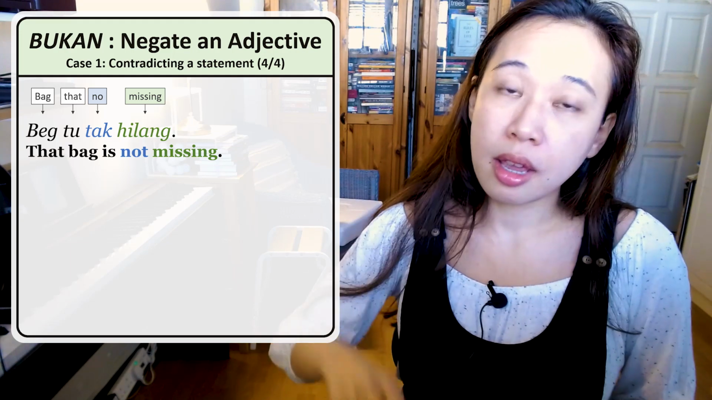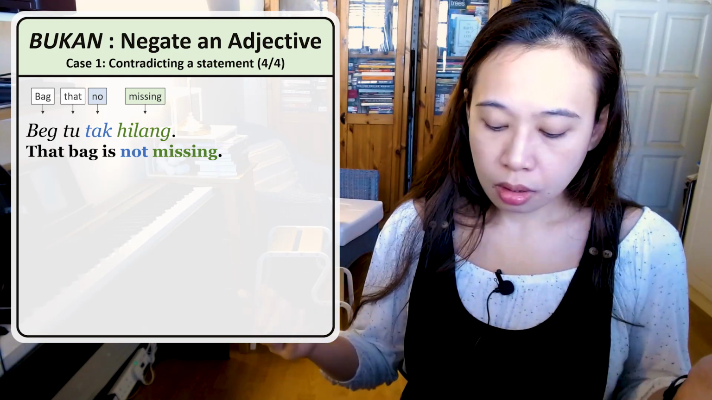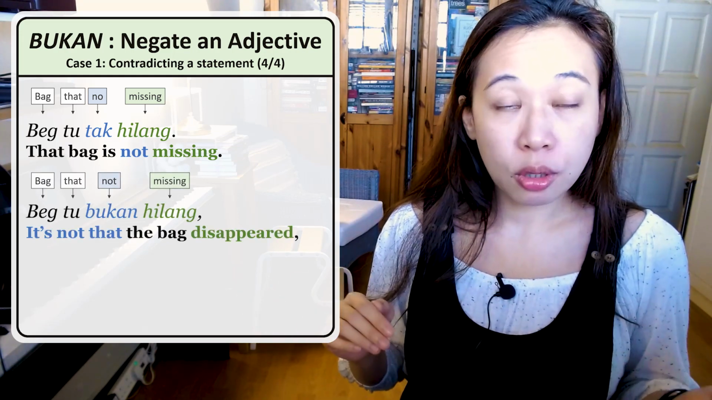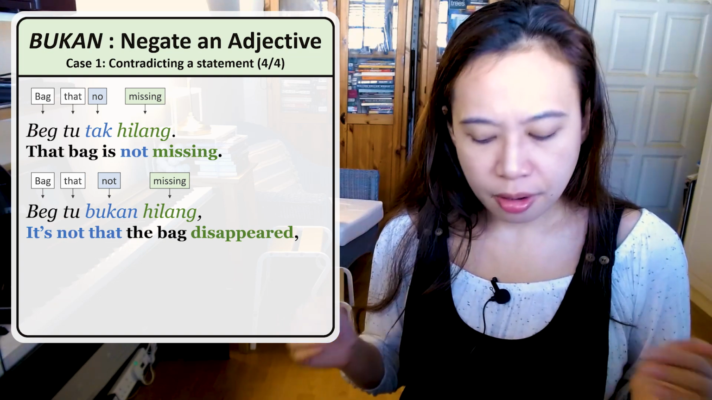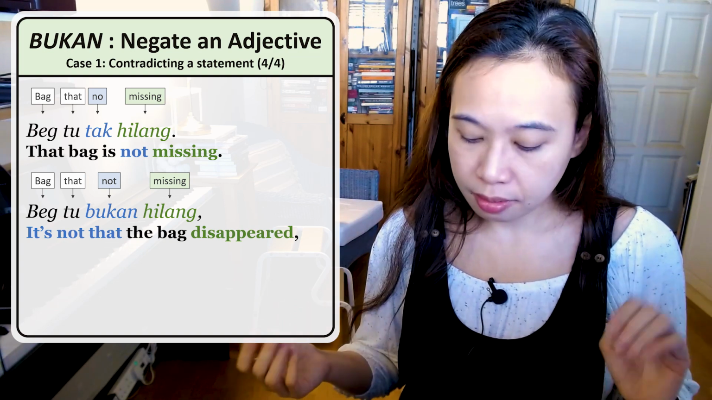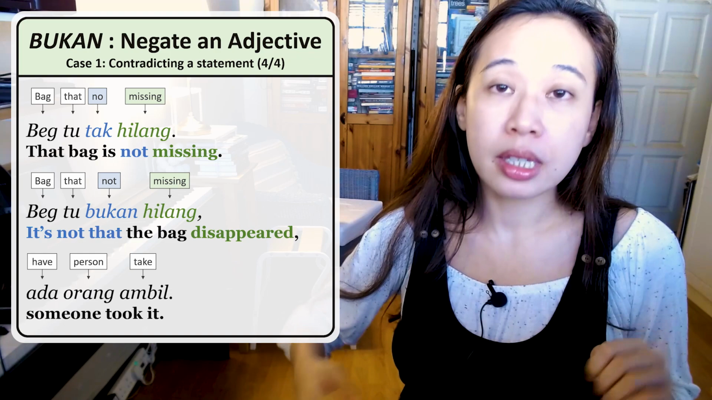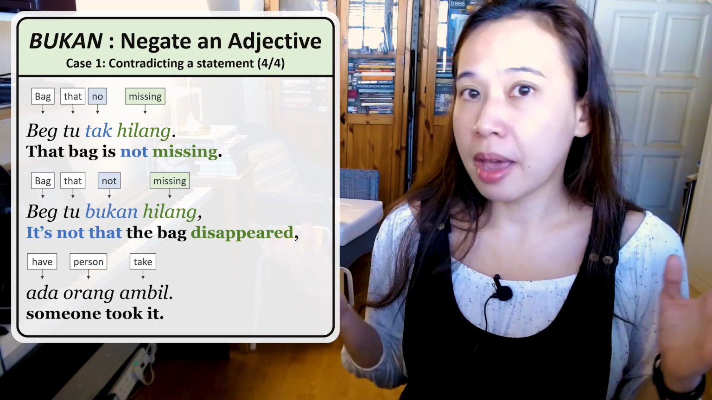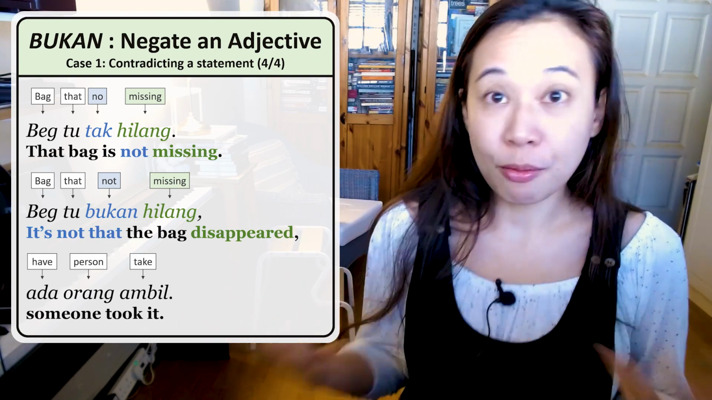Fourth sentence, bag tu tak hilang. That bag did not disappear. Replace it with bukan. Bag tu bukan hilang. It's not that the bag disappeared. Ada orang ambil. Someone took it. So the bag did not magically disappear. Someone took it. Okay, so that's it for circumstance number 1.